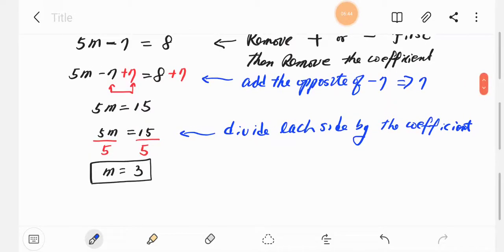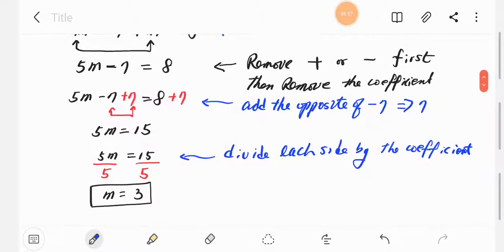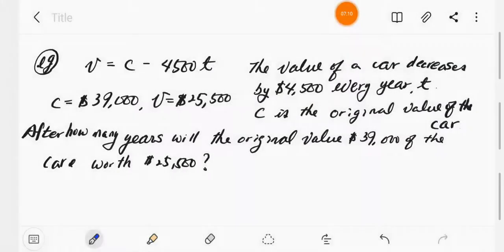Or you can multiply the reciprocal of the coefficient to each side. Doesn't matter. Okay, then let's try. Actually, this is not hard because we already did something similar in chapter 2. Now let's try a word question. This is an application problem, and there's an equation given.